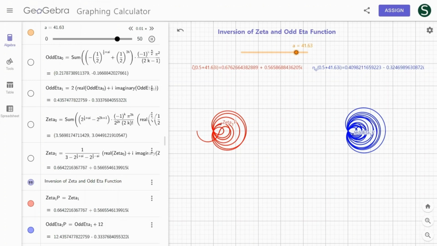The negative odd zeta function term of the inversion of odd eta function, minus 1/2 to the s power plus 1/2 to the 2k power, obviously affects the non-trivial zero, but it does not create the non-trivial zero by itself. And the non-trivial zero is created by the alternating sum of negative zeta function.